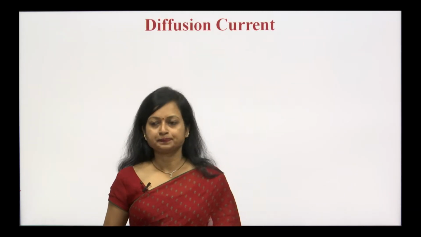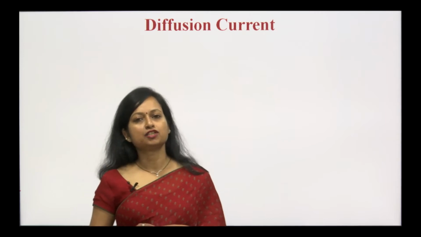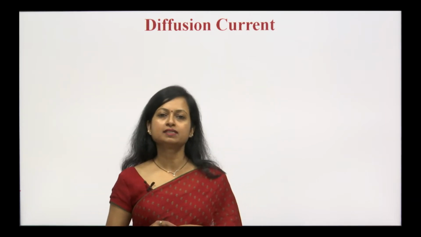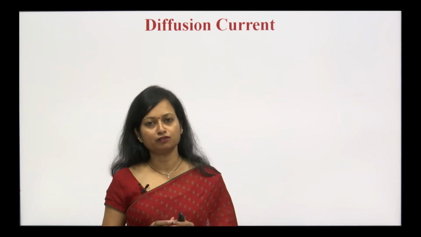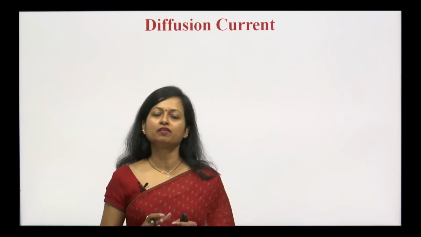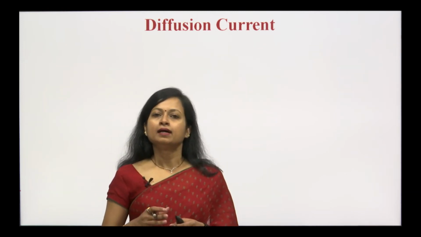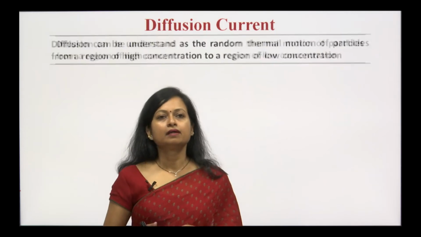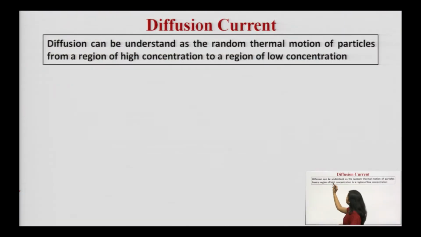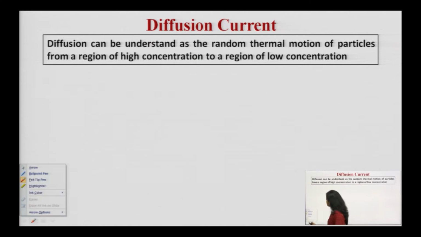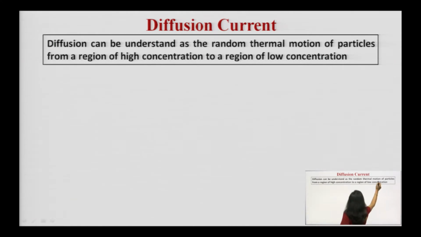Let us begin. To start with diffusion, first you have to understand it. If you are able to understand the diffusion, the topic will be very much clear to you. What is diffusion current? Diffusion can be understood as the random thermal motion of a particle from a region of higher concentration to a region of lower concentration. This is the statement, you can write it.